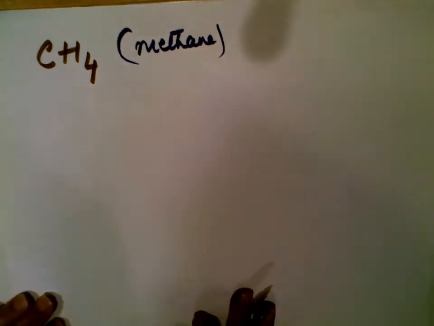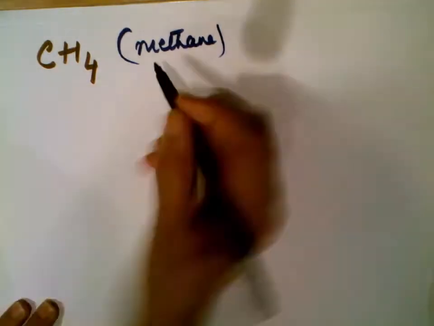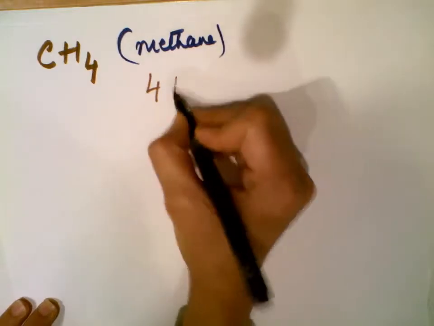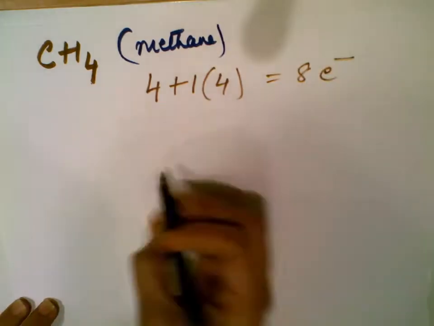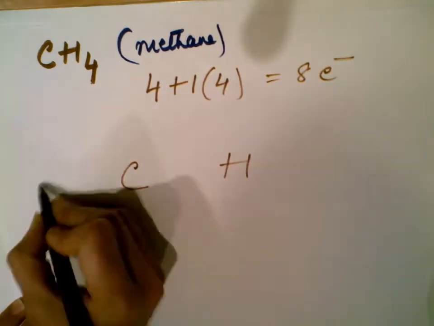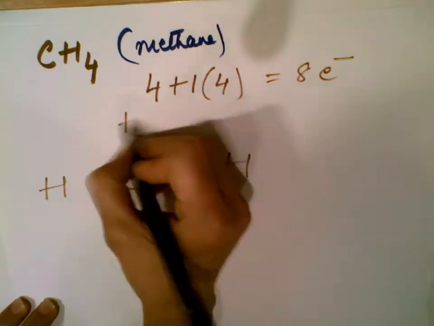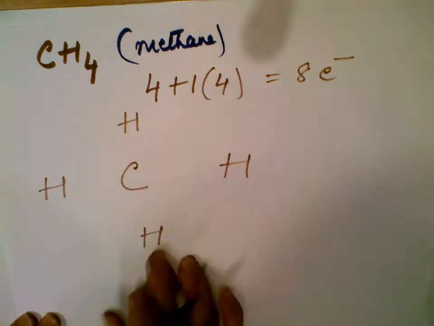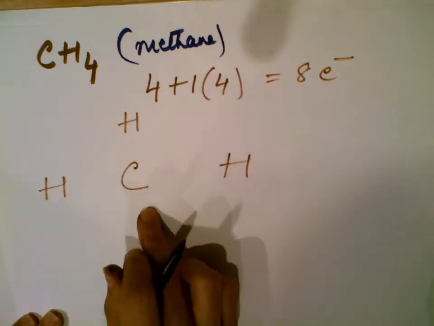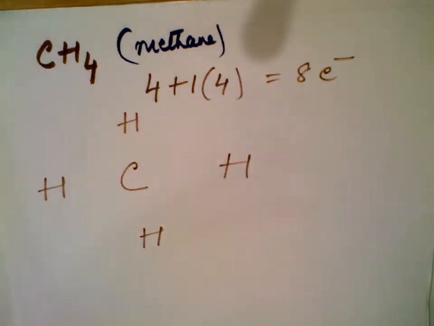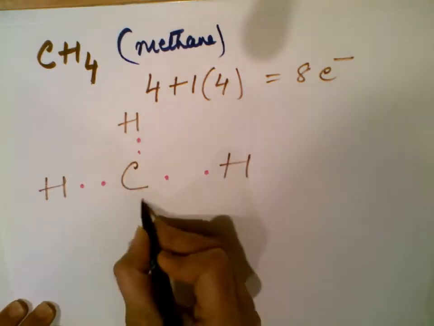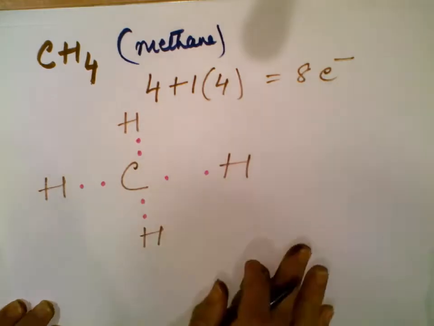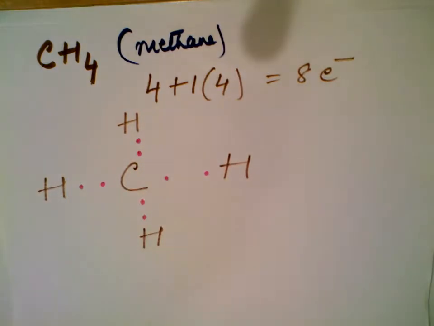Let's work on this molecule. Methane, carbon tetrahydride. Carbon has 4 valence electrons and hydrogen has 1. Since there are 4 hydrogen atoms, you multiply by 4, so total 8 electrons. We are keeping in mind the symmetry. We are following all the rules: hydrogen is terminal, and whenever there is carbon, carbon is in the center. All those rules we have to follow. 8 electrons. Oh, great, all these electrons are used, so there is no lone pair in this case.